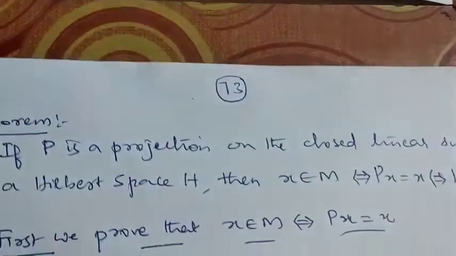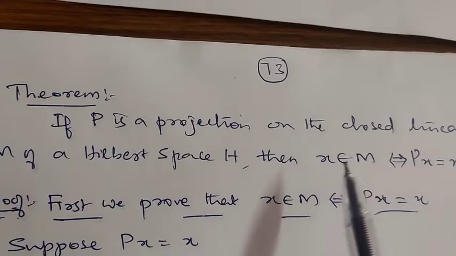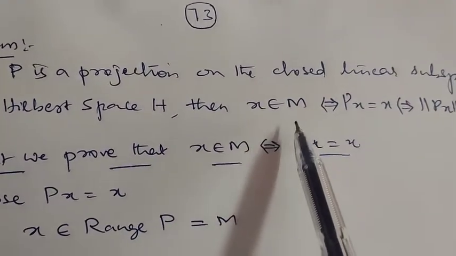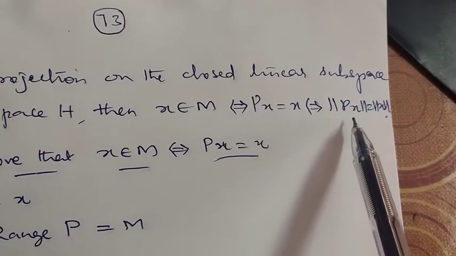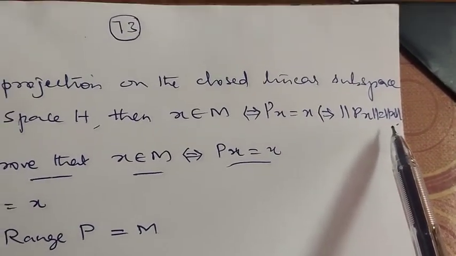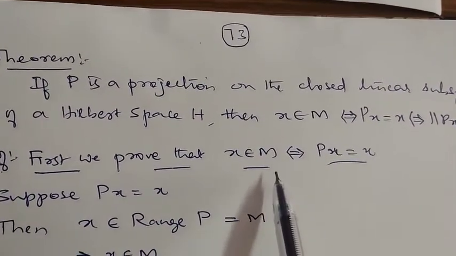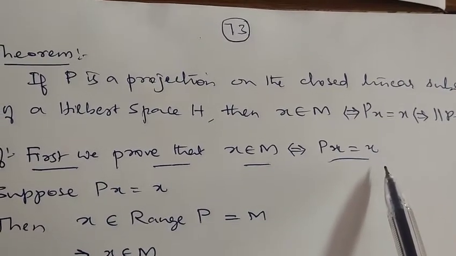So let us take up the first result. If P is a projection on a closed linear subspace M of a Hilbert space H, then X is an element of M if and only if P of X is equal to X, if and only if norm of P of X is equal to norm of X. It's a very simple result. So first we prove X belongs to M if and only if P of X is equal to X.